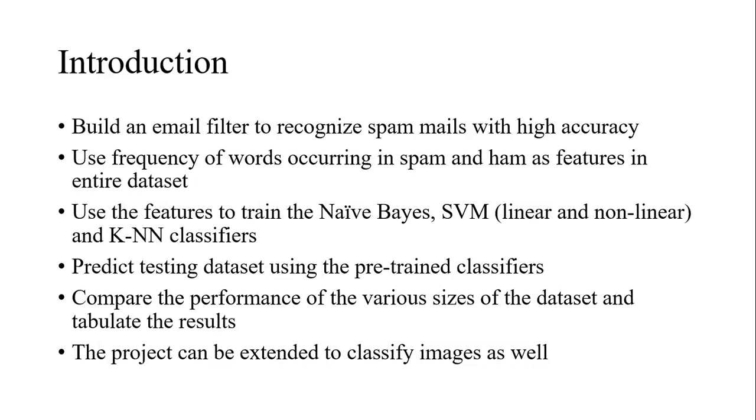Let us look at how I have gone about this project. The overlying concept is to build an email filter which can effectively recognize these spam emails with very high accuracy. The first step is the creation of the feature vector, which is nothing but the frequency of the words that occur in both the spam and ham across both the training and the testing dataset. Using these features, I went on to train the naive Bayes, SVM, that is both the linear and the non-linear type, and the KNN classifiers, which were the classifiers used in this project.